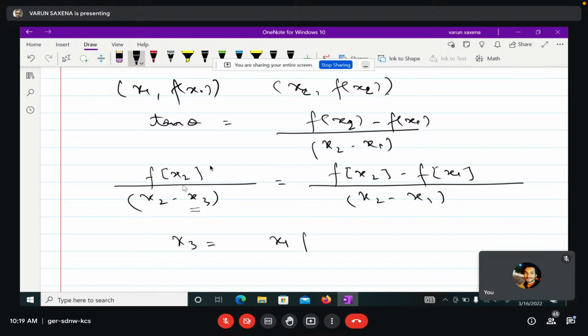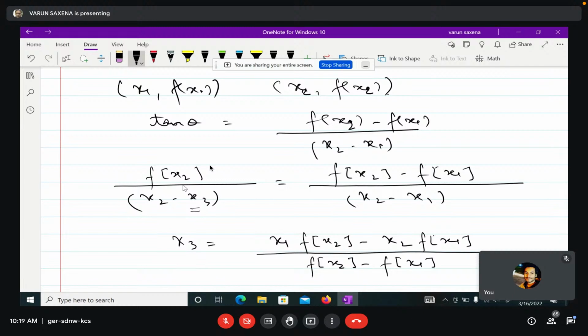So you can say that x3 will be basically (x1 f(x2) minus x2 f(x1)) divided by (f(x2) minus f(x1)). Okay. So this is what your x3 comes out to be.